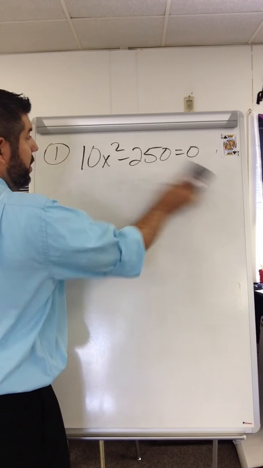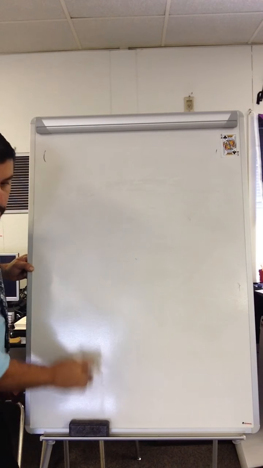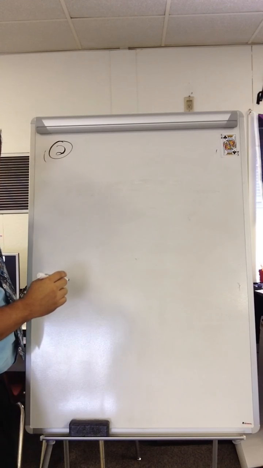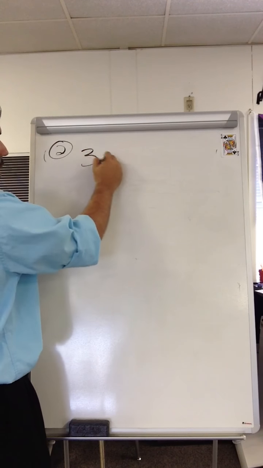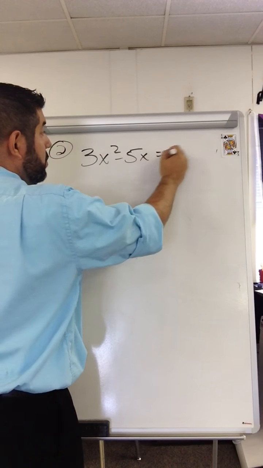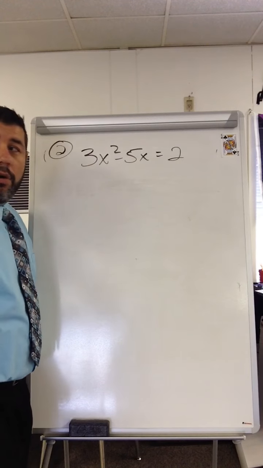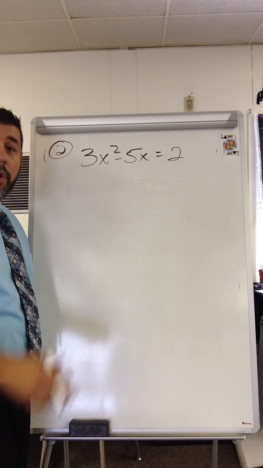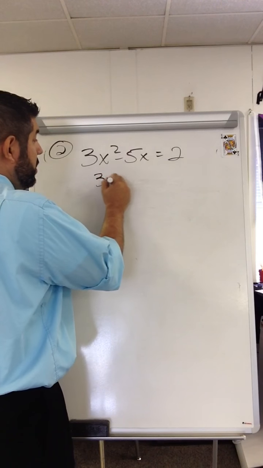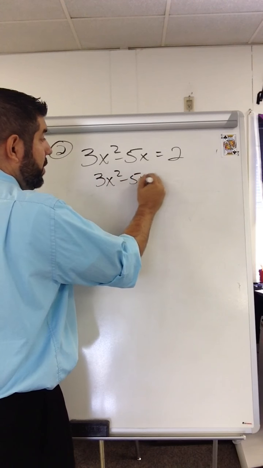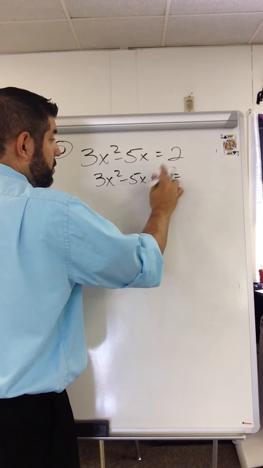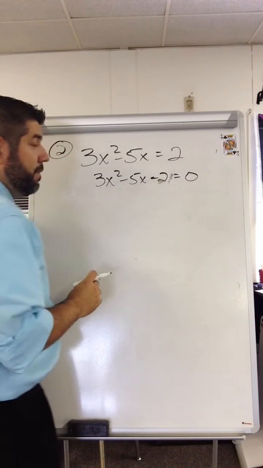Let's look at another example here. Example 2, which is 3x squared minus 5x equal to positive 2. One of the things you want to remember with these is you want to make sure that you have everything equal to 0. So I'm going to set this equal to 0 because it is the zero product property, not the two product property. Okay, then I'm going to factor.